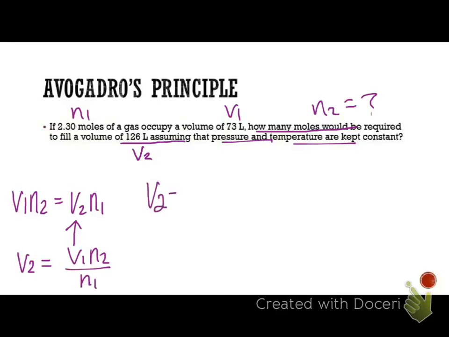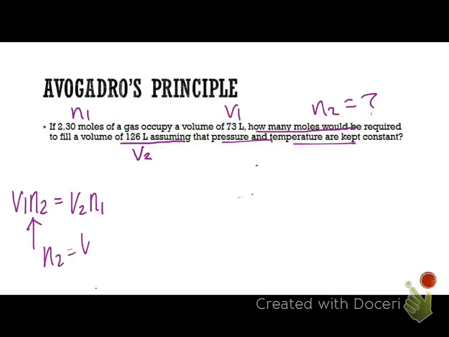So let's plug everything in. So we have 73 liters for V1. We have N2, which is the higher number. So, oh my goodness, I'm so sorry. I totally was solving this wrong. Let's go back and start that again. We're not going to be solving for V2. Sorry, we are going to be solving for N2. I apologize. Okay, so N2 is going to be V2 N1 over V1.